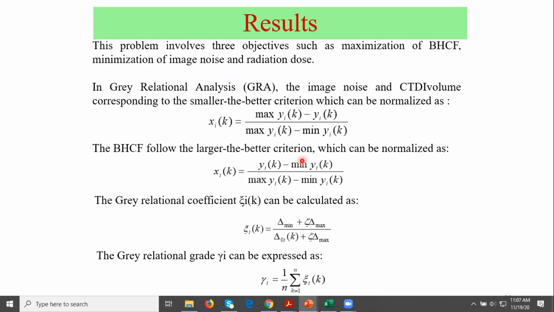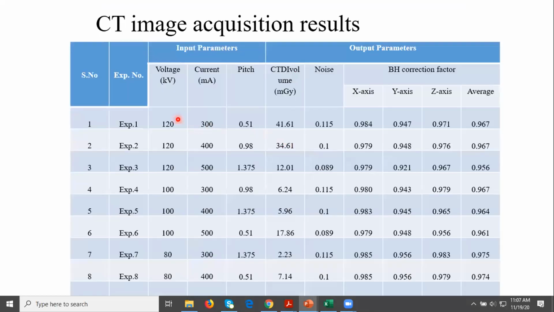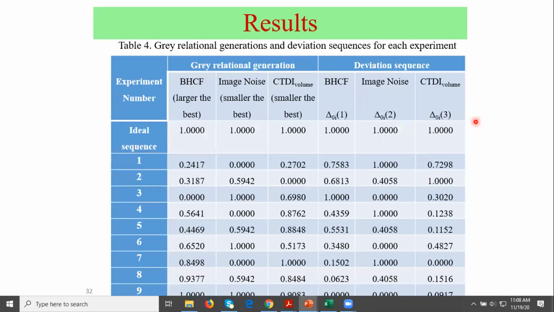Already you know these are the formulas. Based on these formulas, we are going to calculate here. These are input parameters, these are output parameters, and these are experiments. For each parameter, whatever the beam honey correction, here you have to go for the normalizing value. That value you have to set here. The ideal value I'm taking is 1. So 0.2417, how is this coming?